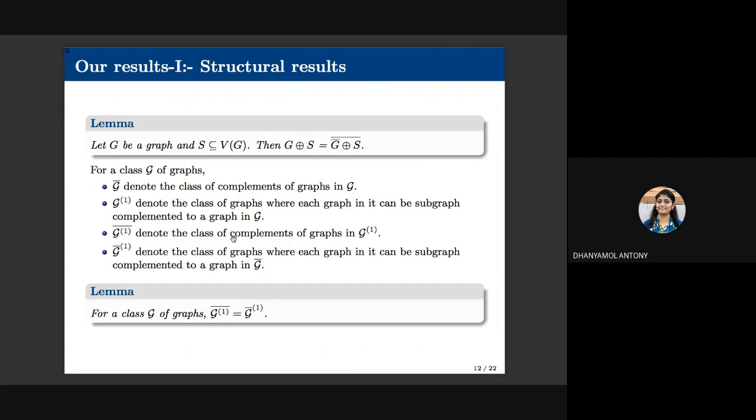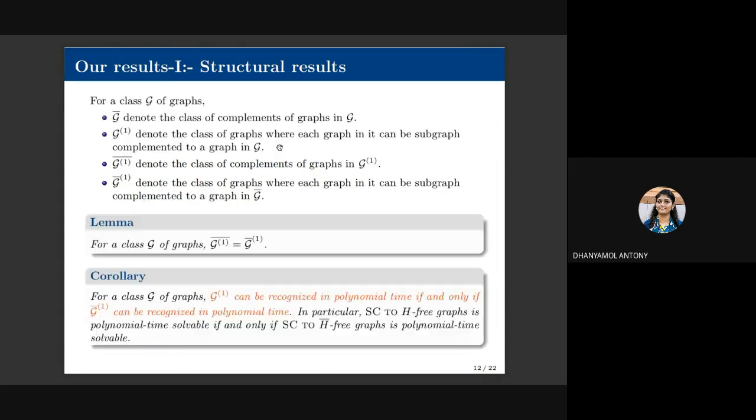We proved this result using this first lemma, and using this result we have this corollary. For a class script G of graphs, script G1 can be recognized in polynomial time if and only if script G complement 1 can be recognized in polynomial time. In particular, SC to H-free graphs is polynomial time solvable if and only if SC to H complement-free graphs is polynomial time solvable. The first sentence of this corollary was an open question and we have resolved that.